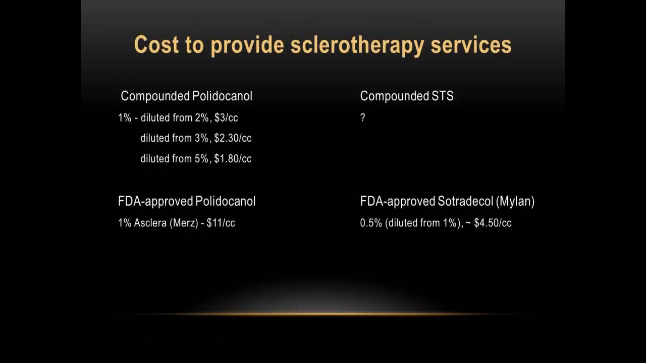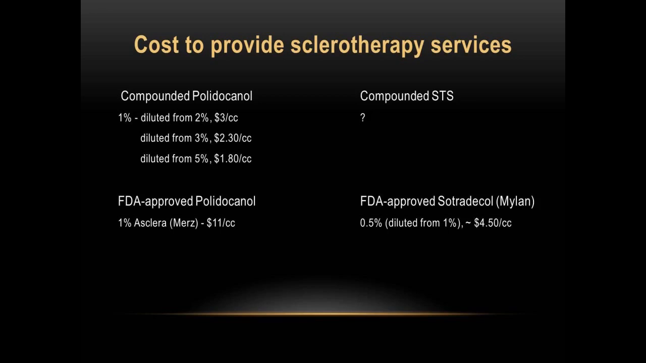Now, the elephant in the room is cost. This is a slide comparing costs. And I looked at POLIDOCANOL, both of the FDA-approved POLIDOCANOL, Sclera, and the compounded POLIDOCANOL. You can see the Sclera is $11 per cc for the 1%. If you use 1% compounded from a 2% solution and it's diluted down, it's about $3 per cc. If it's diluted from 5%, it's about $1.80 per cc.